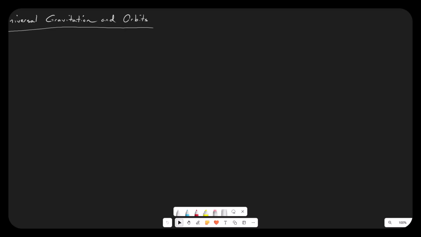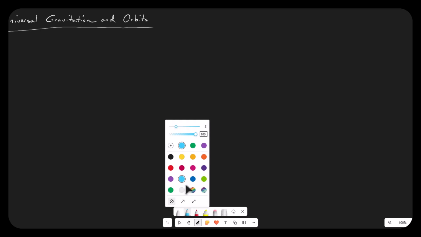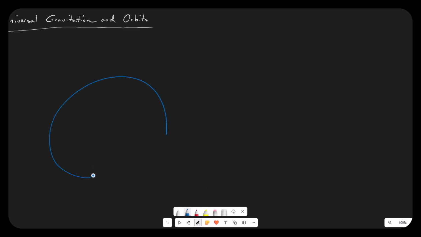The obvious application of universal gravitation is to look at orbits, so I'm going to do that. Let's say we have a planet, and we have an object in orbit around it. It's meant to be a satellite, though I understand it looks more like a TIE fighter. Here is the radius of our planet, and there is going to be some altitude that this is flying.